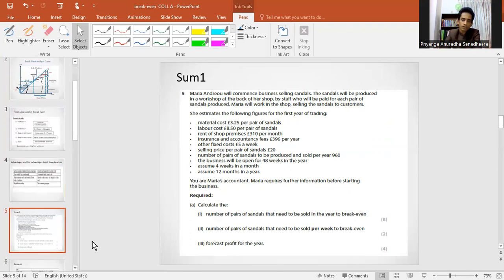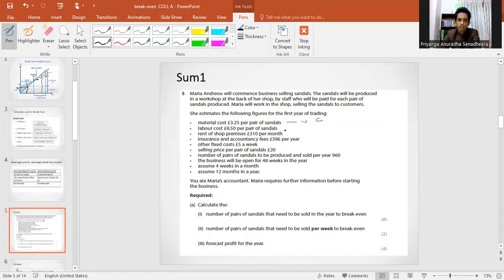When you are going to do the sum, you have to have some idea about the formulas. Most of the time they will ask you the break-even output. So the break-even output formula will be fixed cost over contribution per unit. When we are reading, we can get an idea about the items given here. If material cost is mentioned per pair of sandals, you must know that's a variable cost.